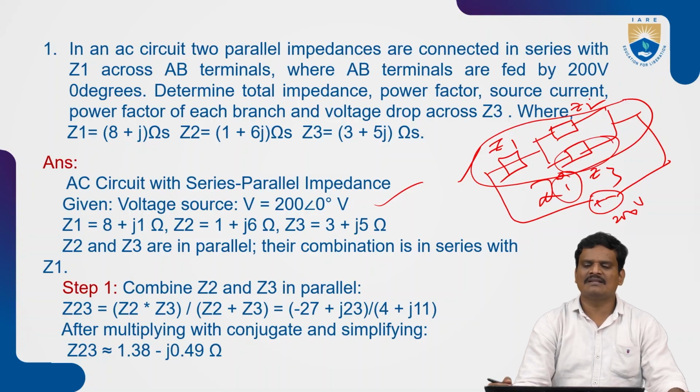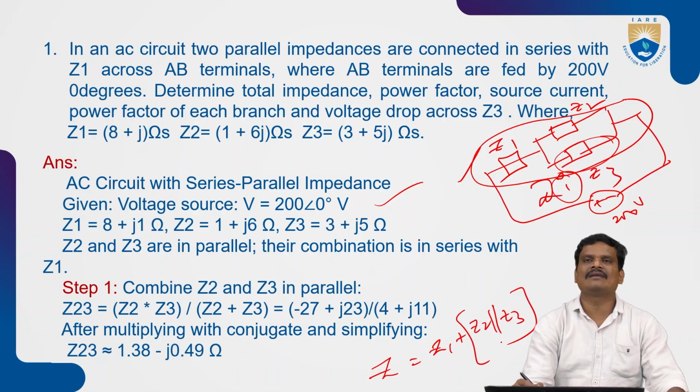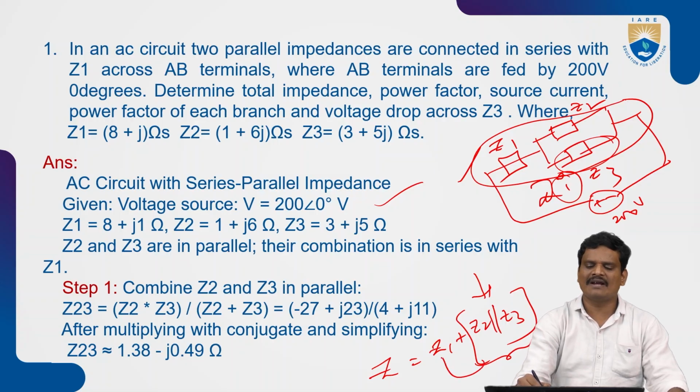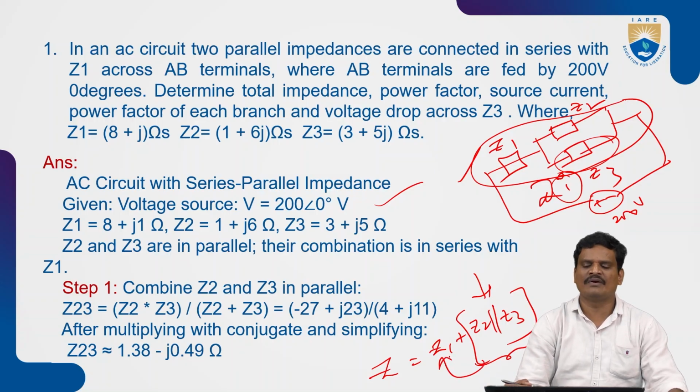Now we need to consider the parallel operation. In order to calculate the total impedance Z, I need to calculate Z1 plus Z2 in parallel with Z3. First I need to calculate the impedance offered by the parallel branch, that is Z2 in parallel with Z3. Then whatever solution you get for this parallel combination, you need to add to the value of Z1, and you will get the total impedance offered by the circuit.